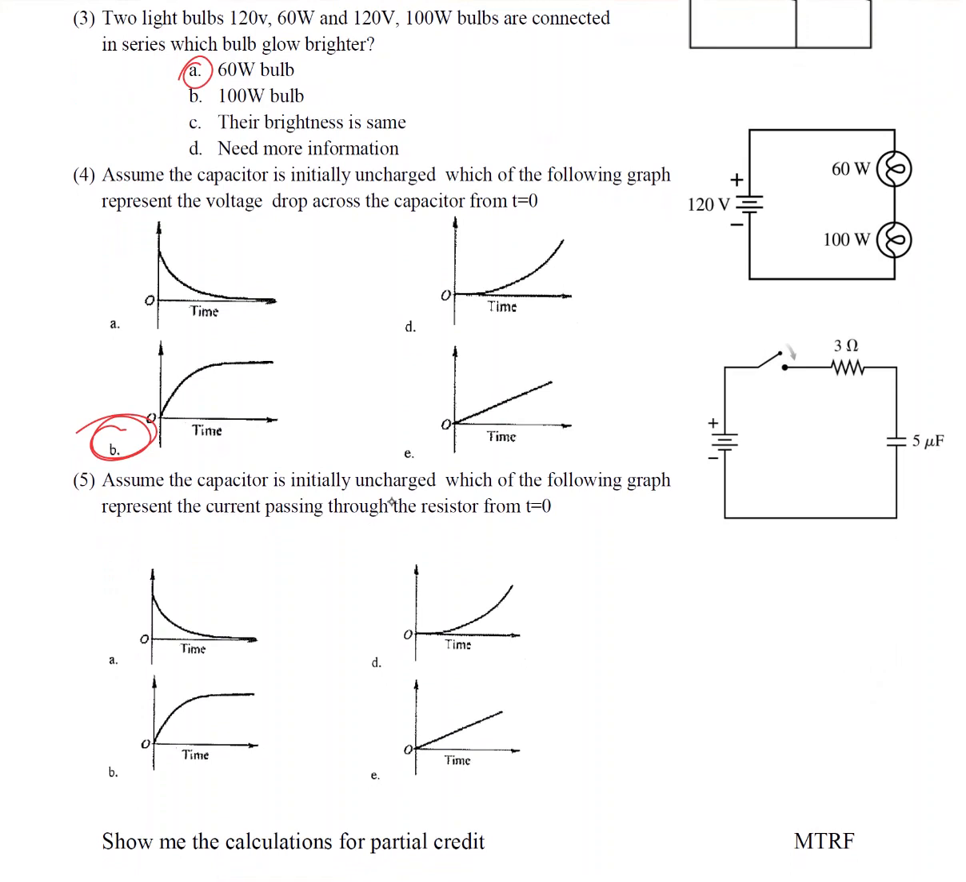Assume the capacitor is initially uncharged. Which of the following graphs represents the current passing through the resistor? Initially there will be high current, and then the current becomes 0 once it is fully charged. I will stop this video here and continue with another video for the rest of the questions.